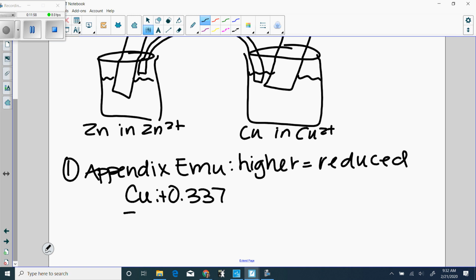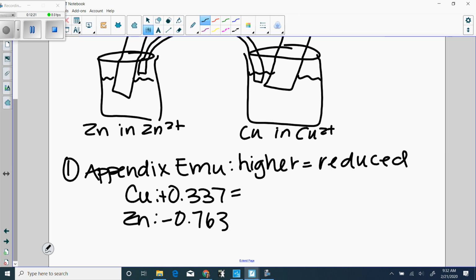And then let's find the zinc, which is in alphabetical order, so like the very last one, XYZ. Negative 0.763. We start there because this tells us where everything's going to go.